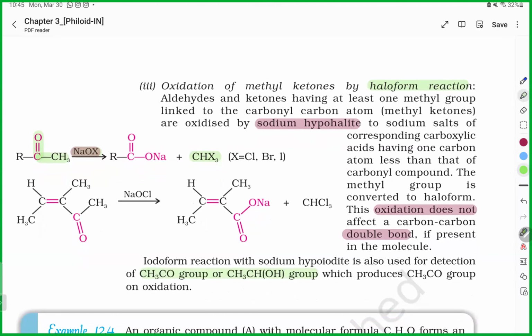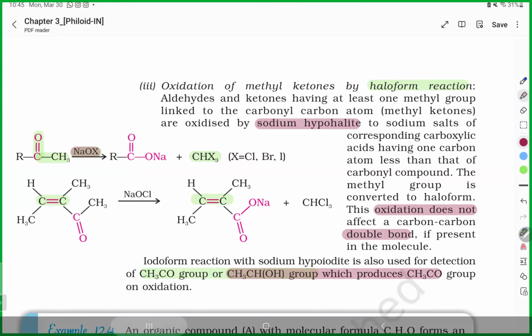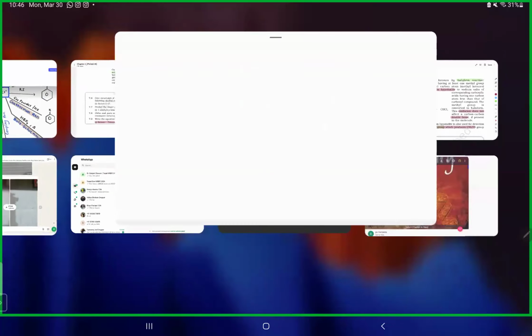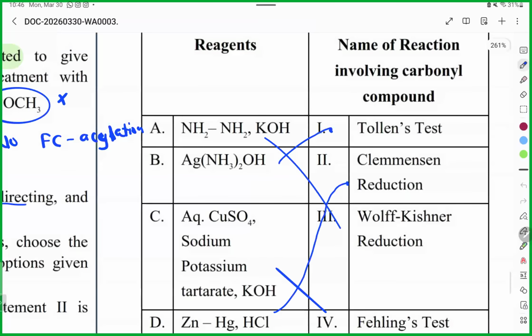It is showing that the double bond is not affected. Double bond is not affected. And what will happen if you take the alcohol part? The alcohol part first produces this and then the normal reaction. So, revision. Understood, guys? So no need to teach this topic. You know this well.